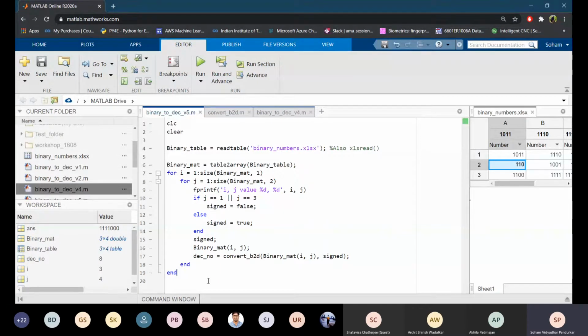lsqcurvefit is a function that takes in the function you are trying to fit, the polynomial you're trying to fit, and the y data, and gives you a nice fitting polynomial. So we'll see that too.